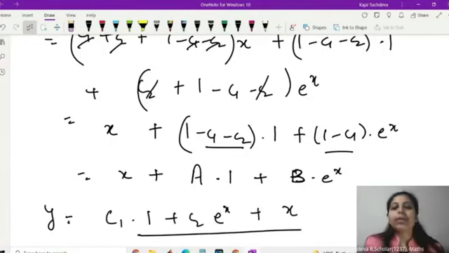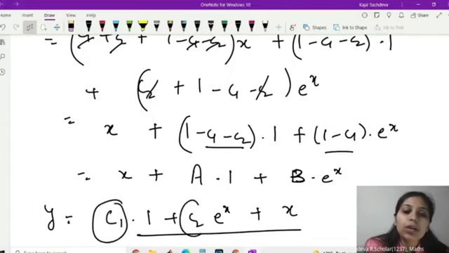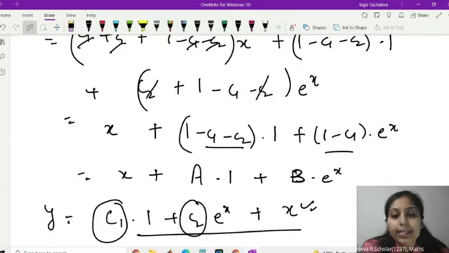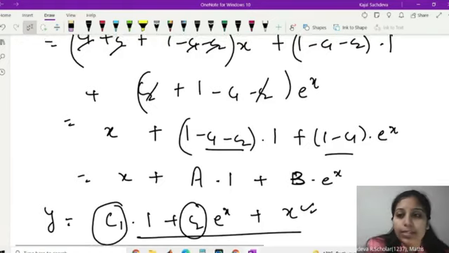As we are saying, we have a second degree equation, so surely we have two constants. At last we have seen here two arbitrary constants, and x is the part of the particular integral. So this is the long method. But if we apply the short method, because in the exam we have very little time.